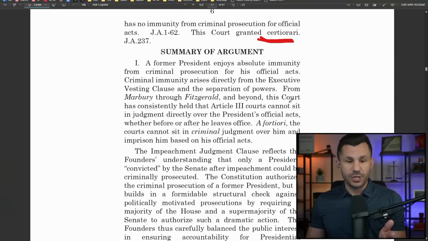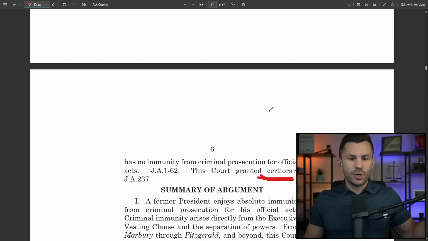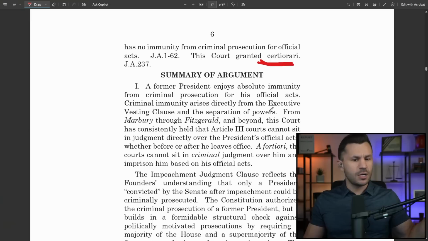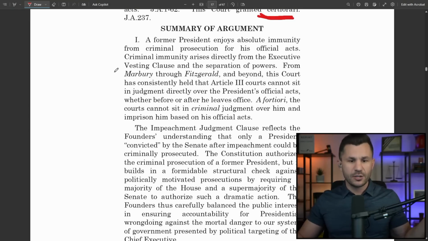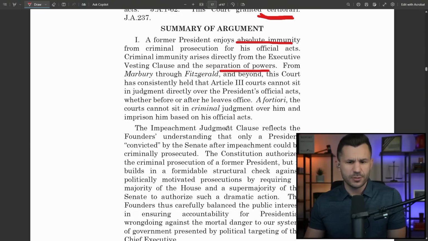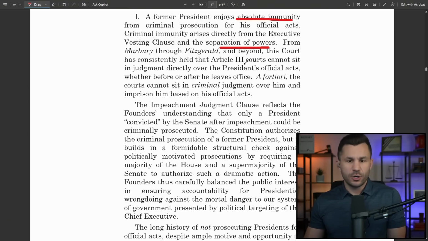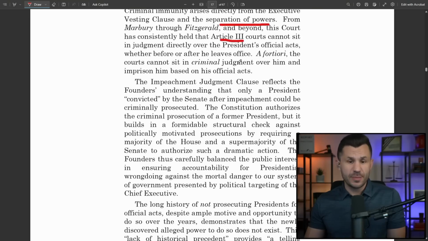So here is what Trump says. Here's a summary of his argument. So I think Chutkan was absolutely wrong. I think Marbury is where they're going to hang their hat, and they should. So here's their argument. A former president enjoys absolute immunity from criminal prosecution for his official acts, saying criminal immunity arises from the executive vesting clause and separation of powers. And this court has routinely held that Article 3 courts cannot sit in judgment over the president's official acts, and courts cannot sit in criminal judgment either.